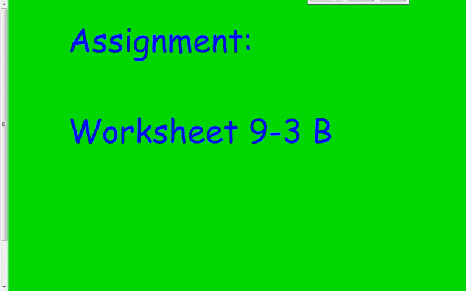Alright, there's our lesson for today. Our worksheet is going to be worksheet 9.3b. If you had no problems with today's lesson, you shouldn't have any questions with the worksheet because it's very, very similar to our notes for today. So make sure you get comfortable with graphing those rational functions. That's going to be a big part of our next chapter test.